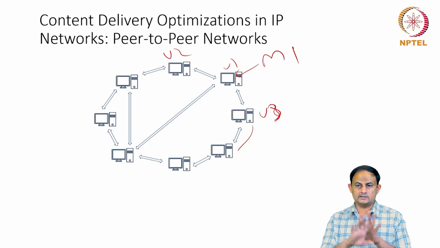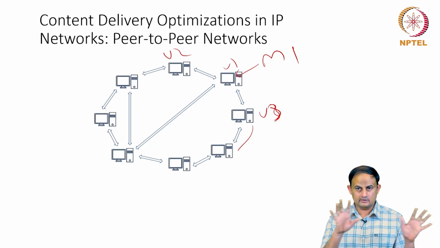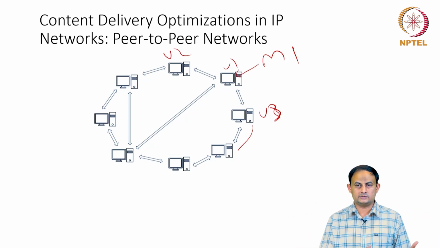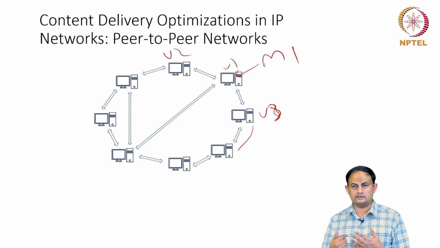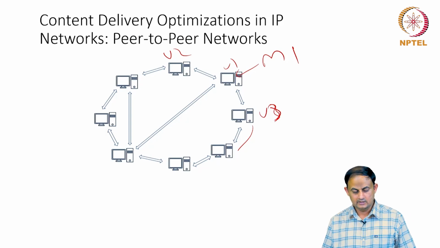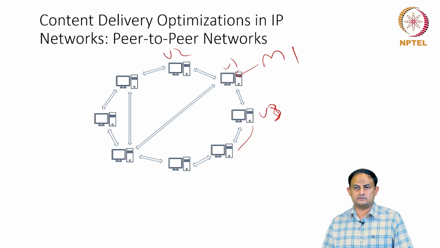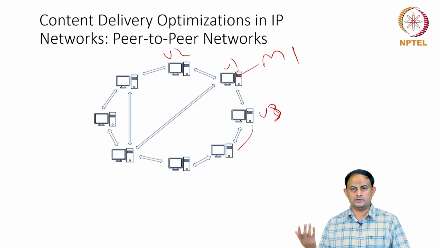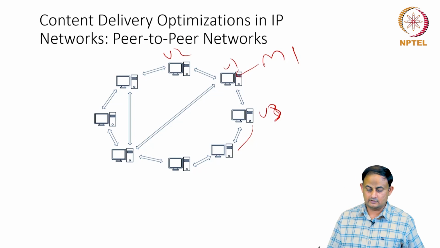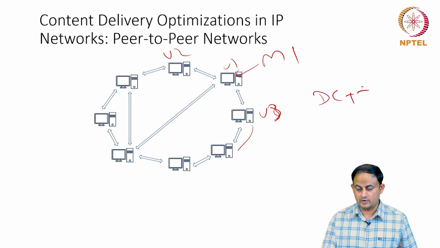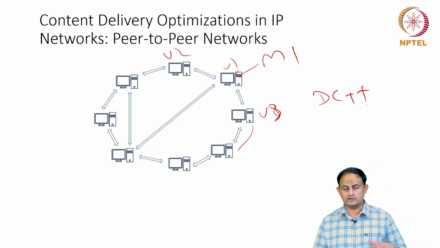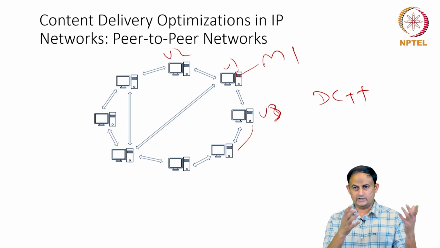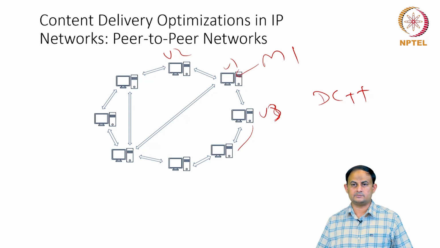There is a structure, a connectivity existing among the users of this network, and they pass on the file, the movie, from one user to another user. There are a bunch of examples of peer-to-peer networks. For example, DC++ is one popular application. There are also eDonkey and BitTorrent, which are all examples of such peer-to-peer networks.